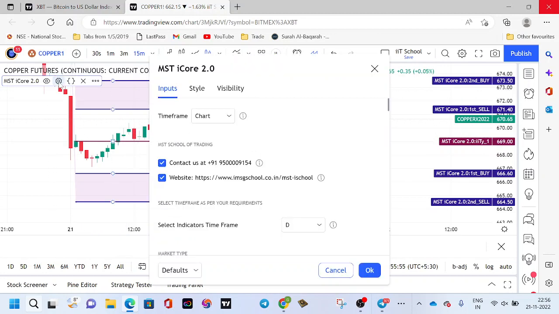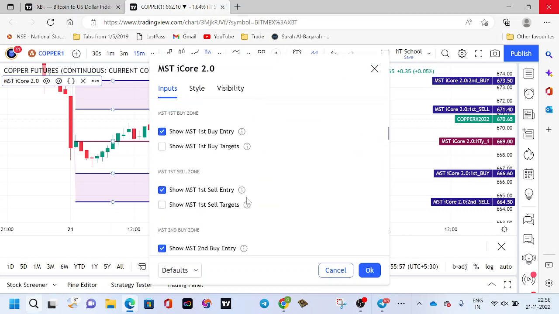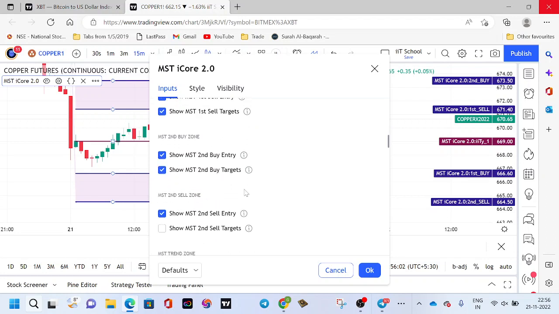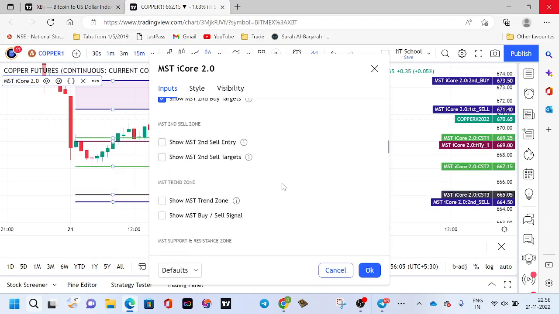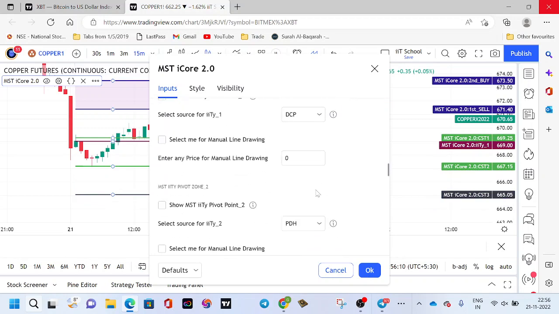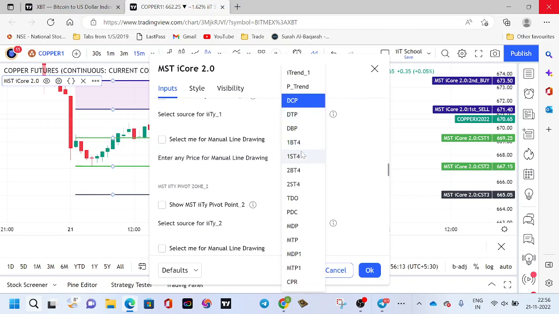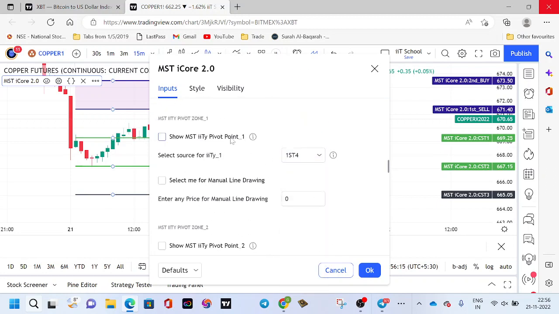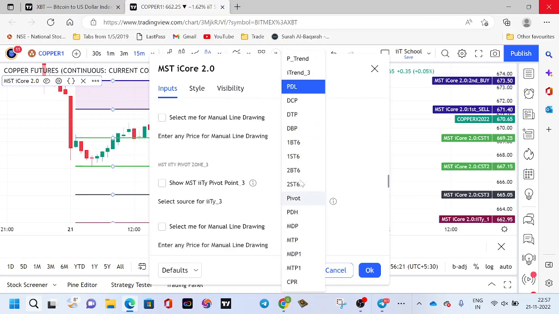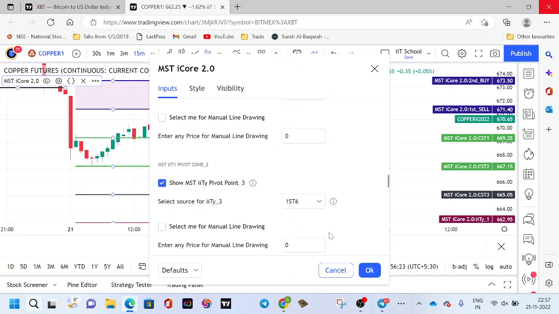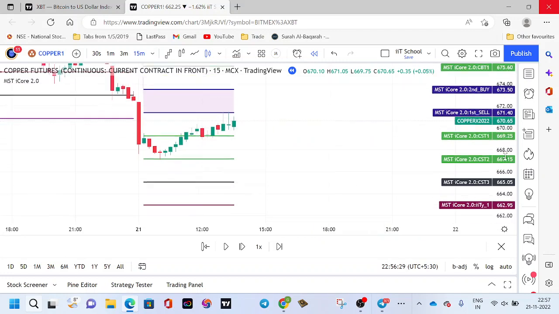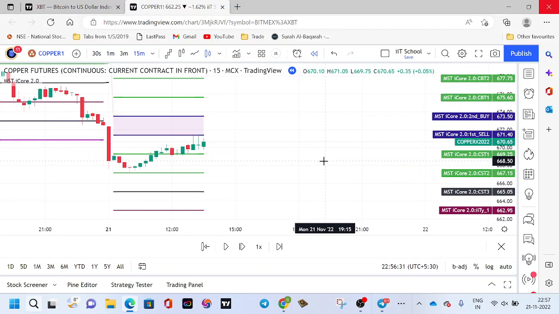Since sell got activated, I will come here and enable the first sell targets, second buy and second sell targets, and I will remove any others. If I want extra targets, I can add first sell target 4, first sell target 5 and first sell target 6. If I want, I will enable them for knowing the further levels. Now I will not be knowing which side the market will go.